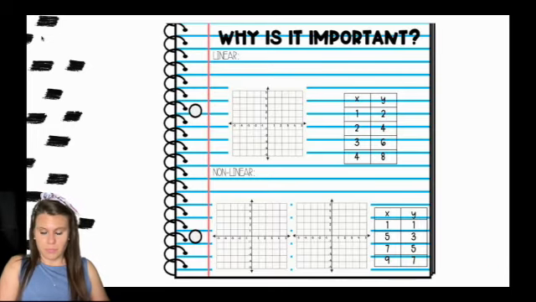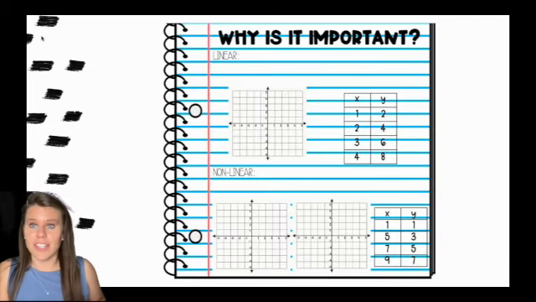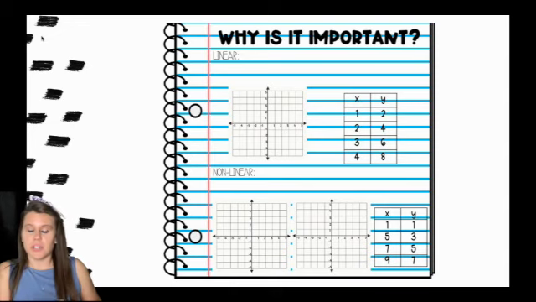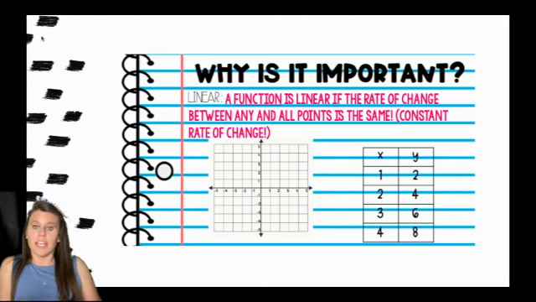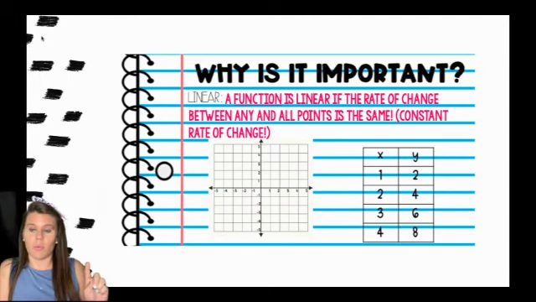So, why do I even need to know this? It tells us when something's linear and when it's not linear. So what do those words even mean? Linear is a function. Remember, a function is where the x values do not repeat. It is linear if the rate of change between any and all points is the same. So that means it's a constant rate of change.